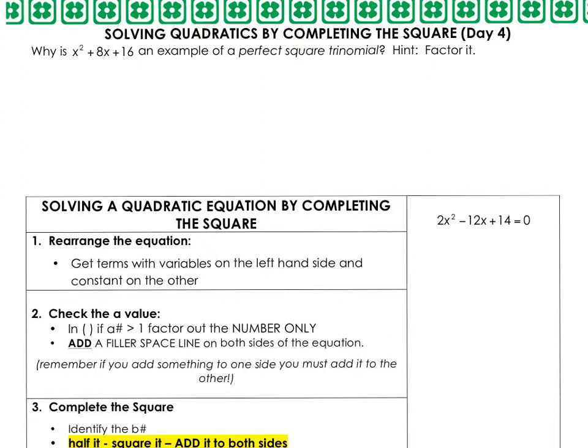the square. Before we get into completing the square, we're going to talk about why x squared plus 8x plus 16 is an example of a perfect square trinomial. So the hint here was to factor it. So to start off, we're going to factor it.